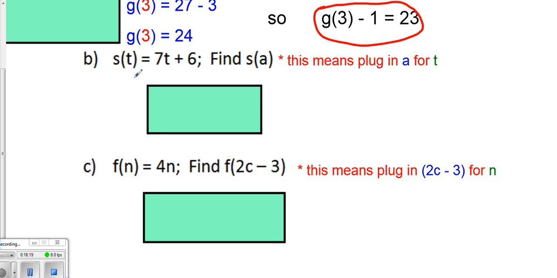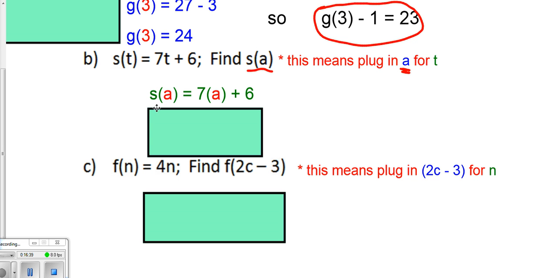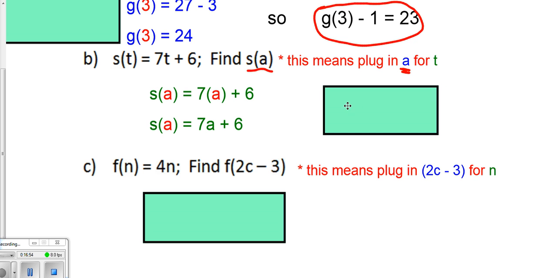Letter B. S of t equals 7t plus 6. And we want to find S of A. Now this means we're plugging in A everywhere for t. Now they've kind of introduced a new variable, A, and they never told us what A equals. So when we plug it in, S of A equals 7A plus 6, or 7 times this value A. Well, we don't know what 7 times A is because they never told us how big A is. So all we can do is just call it S of A equals 7A plus 6.